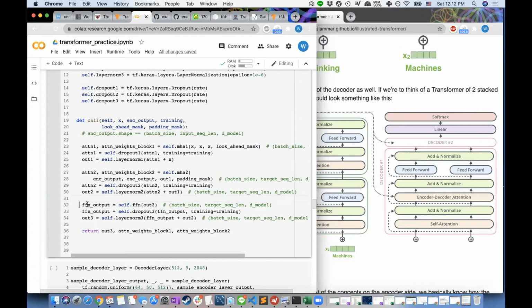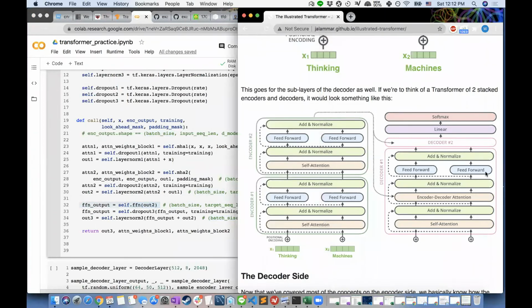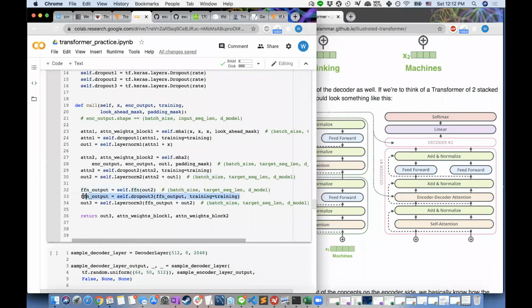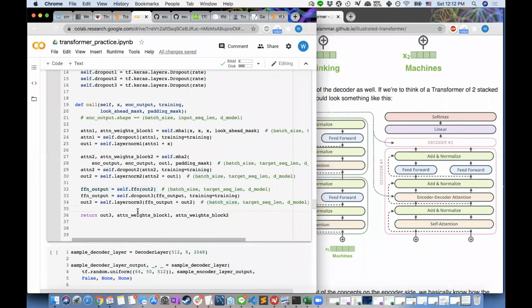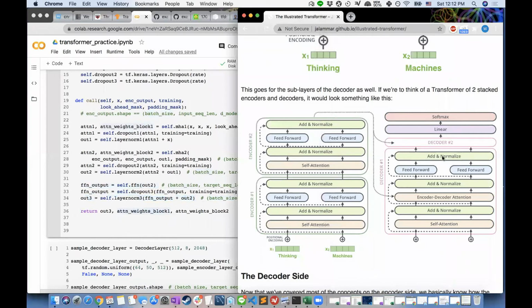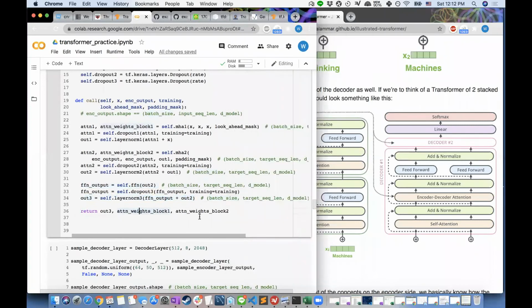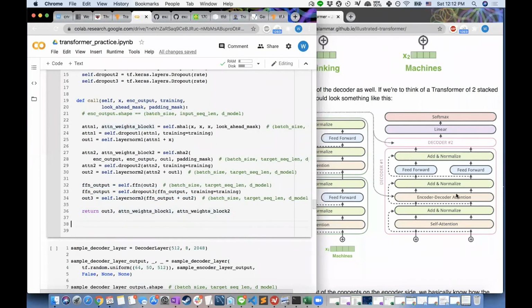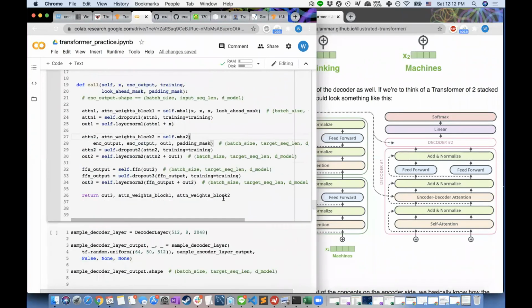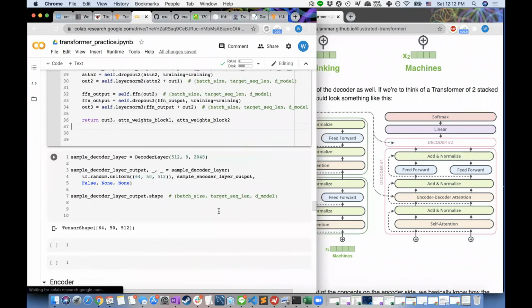And we have the feed-forward neural network. Again, it's right here. And we have the third dropout, okay? And we have the third layer normalization, and that's the third green bar right here. Then you have your outputs. Okay, so it matches exactly bar by bar on this graph. It's amazing.